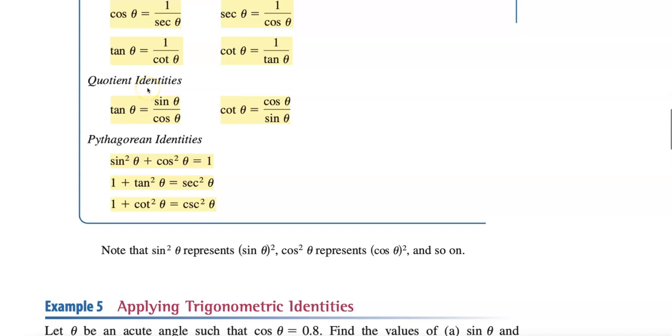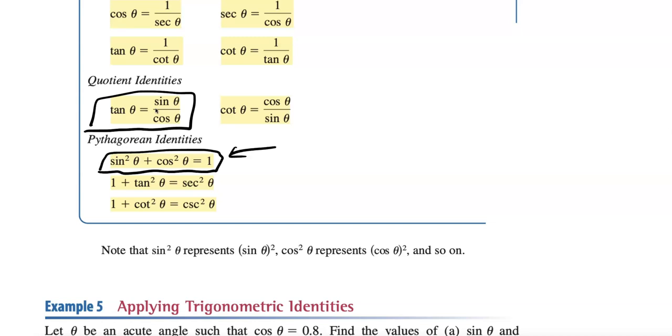There are these guys. These guys are super important. Tan is sine over cosine. And cotan, since it's the reciprocal of tan, is cosine over sine. But you have to know tan is sine over cosine. And you also have to know sine squared plus cosine squared equals 1. It's like the fundamental theorem of trig. It's basically the Pythagorean theorem. That's where it comes from. But you have to know that. So sine squared plus cosine squared equals 1. We'll do more of it in a couple of lessons, but it's super important.